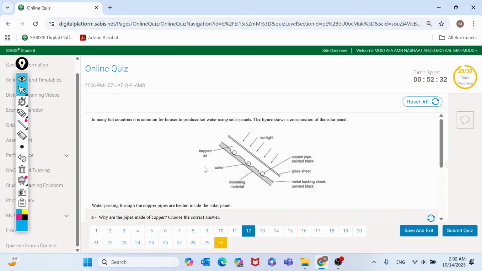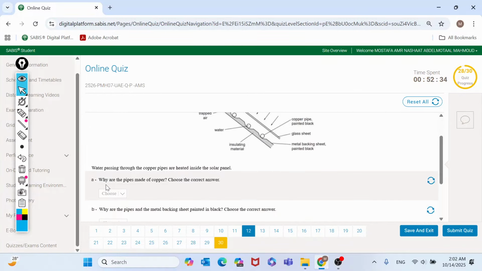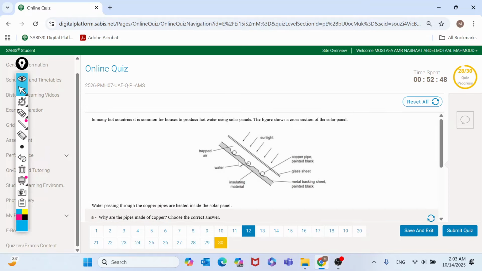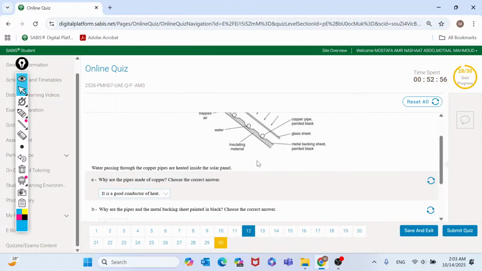We did this last year, but I don't know why it's in this quiz. Why are the pipes made of copper? I don't know. It's a good conductor of heat. Also, the other two are wrong. Basically you want the sunlight to go in, you want the copper to heat up and the water inside it to heat up, so that could be used to produce energy.